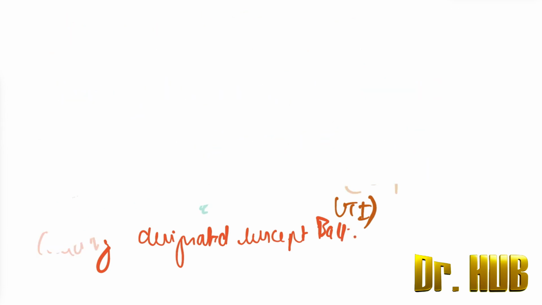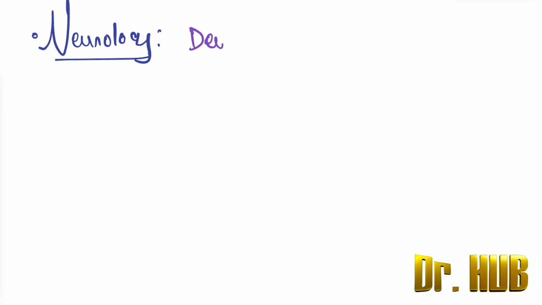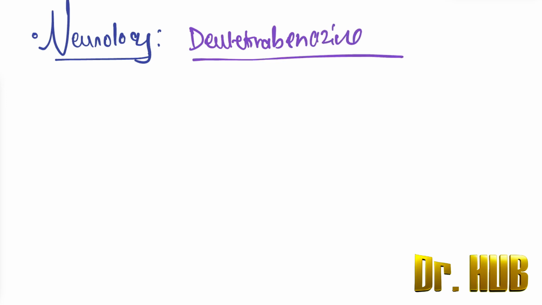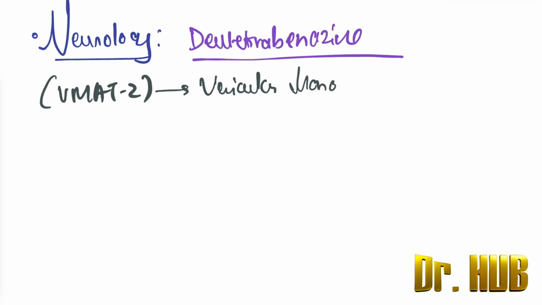Then we move on to neurology. In neurology, what are the drugs? We look at the deutetrabenazine. So in deutetrabenazine, there is a VMAT2. So what is meant by VMAT2? VMAT2 stands for the vesicular monoamine transporter 2.